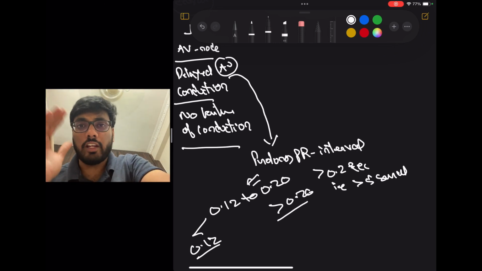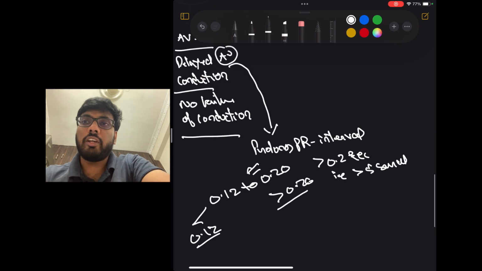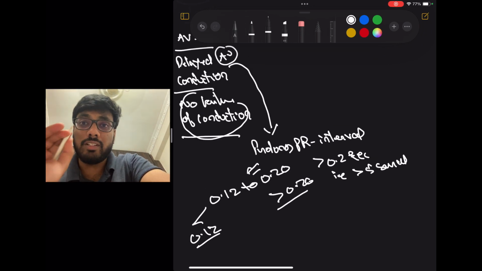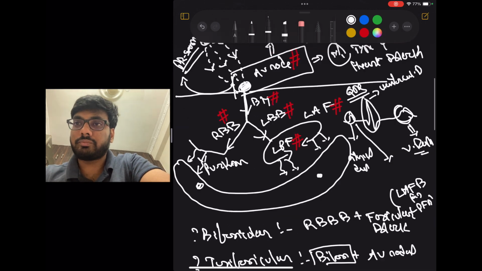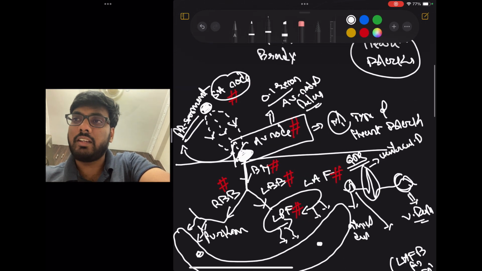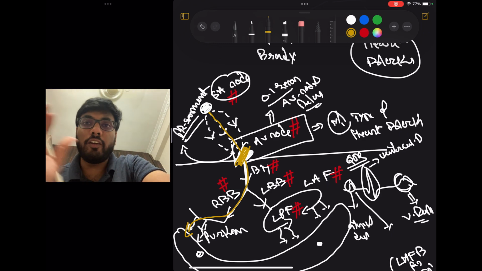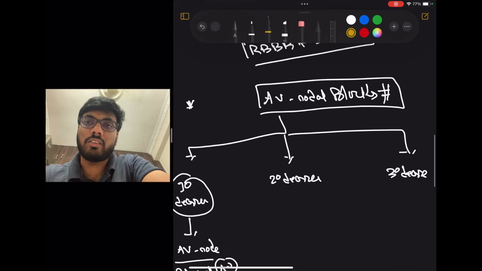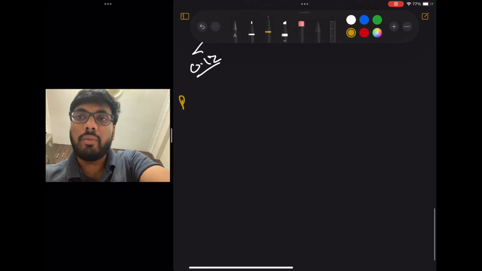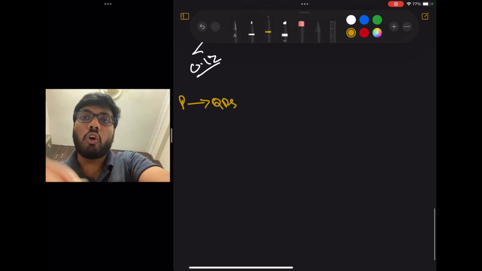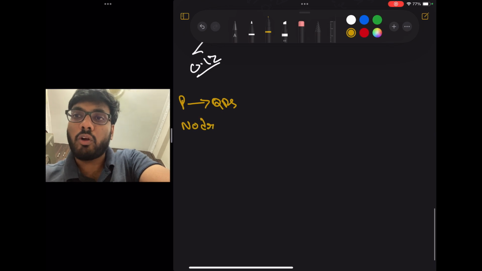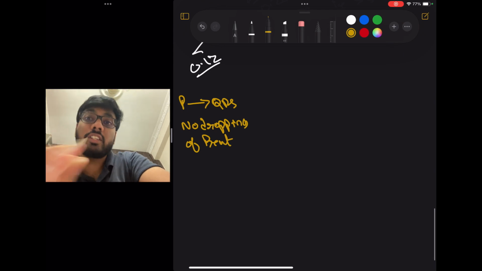That is usually suggestive of AV nodal block, that is, heart block. There is no failure of conduction. Remember, here there is only delayed AV conduction, but all the impulses from the SA node will ultimately reach the ventricular myocardium. That's why all the impulses are conducted to the ventricle. That means every P wave is followed by a QRS complex, so there is no dropping of beats. This is for first degree AV nodal block.